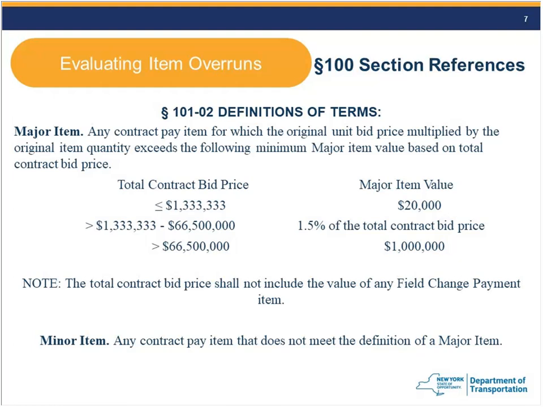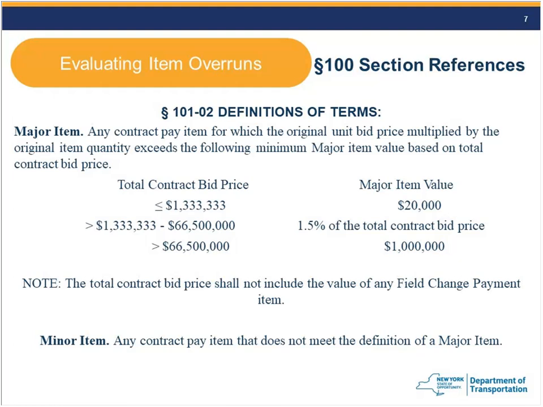Okay, that's a lot of words that I just read, but the chart makes it a little clearer. So if your contract is less than $1.3 million, that's your bid amount, so make sure you're looking at your bid amount, a major item threshold is $20,000. So if the total value of the item, the number of units multiplied by the unit price, is 20,000 or more, you have a major item.